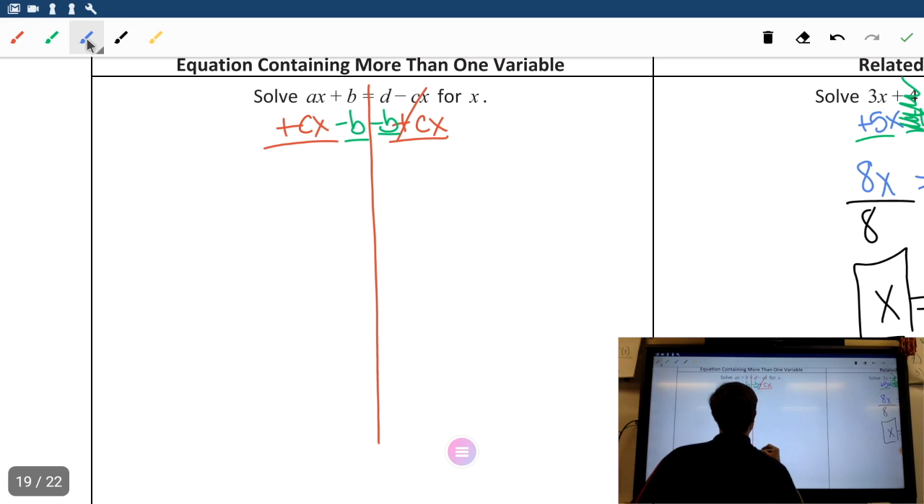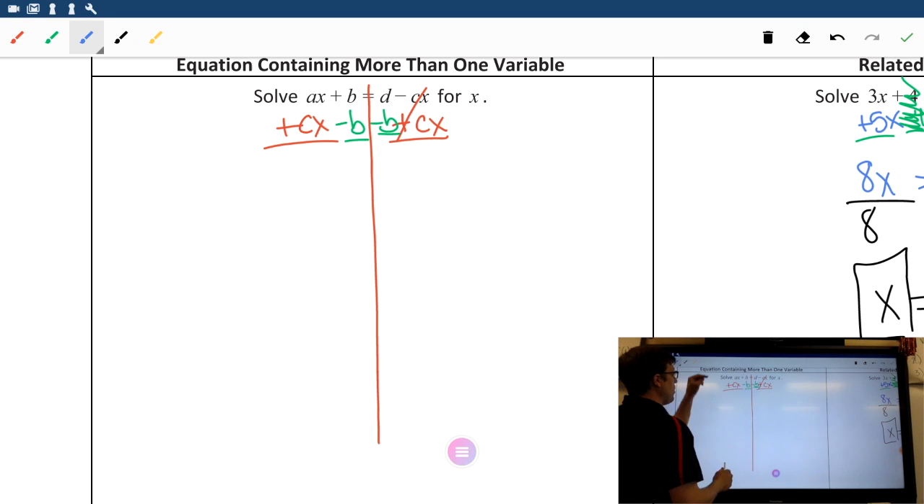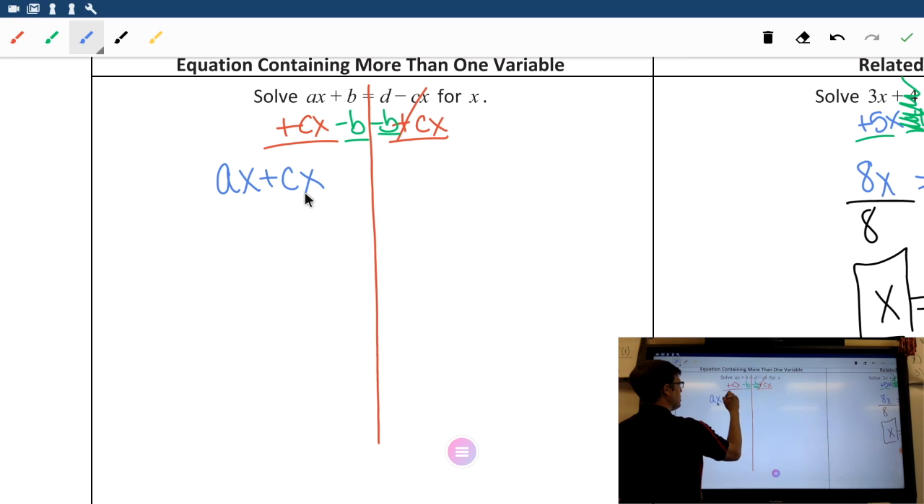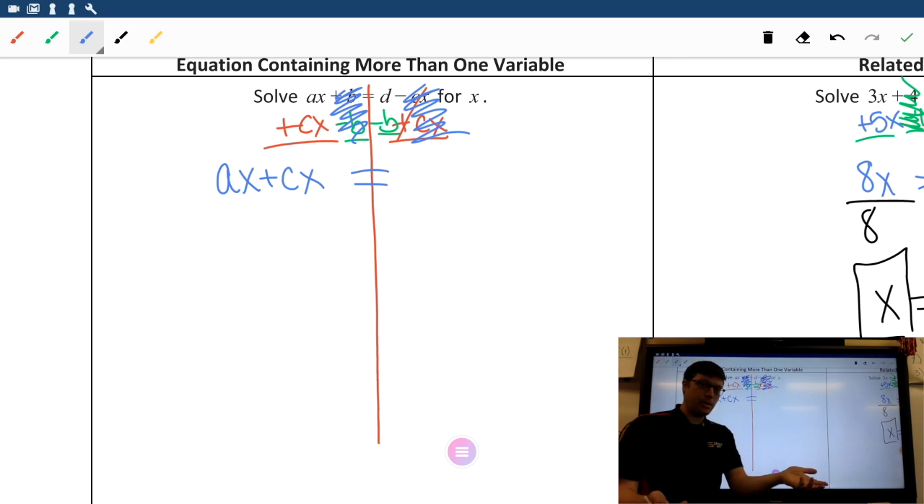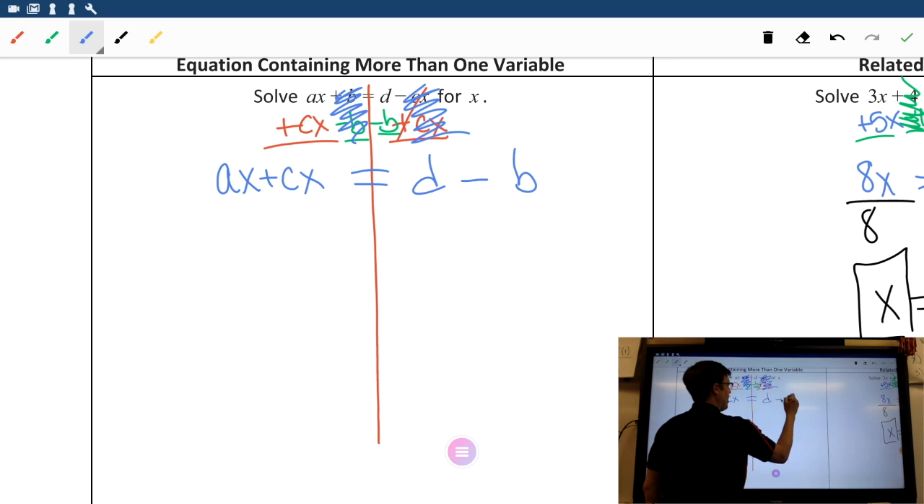Here we go. I'll accept that. Okay, so ax plus cx, I don't know what those are. I just know that they are x things. So put them together: ax plus cx. B minus b, gone. Negative cx plus cx, gone. And then over here, I don't know what d is as a number, and I don't know what b is as a number, so I'm just going to write them out: d minus b.